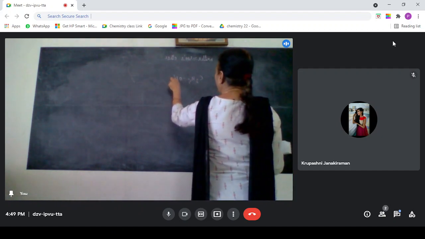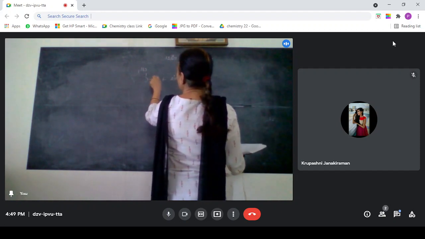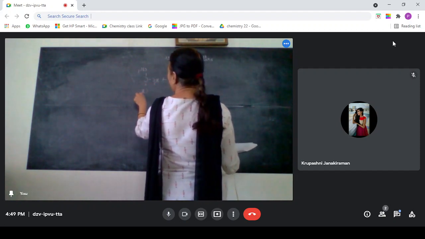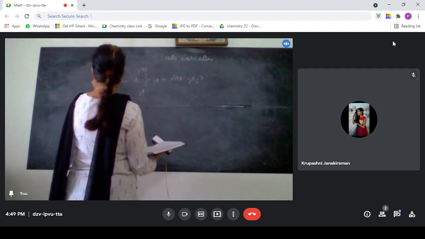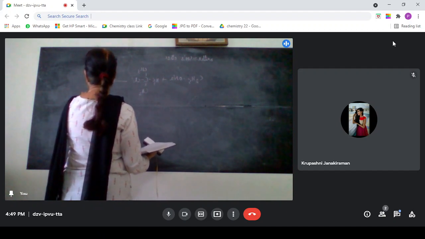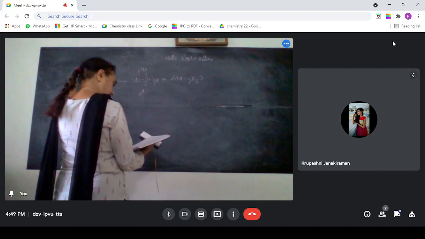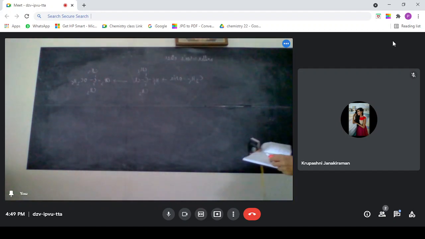C2H5ONa plus CH3Cl will give you, write down this, they have given this, CH3, CH3, CH3, OC2H5. They have given this example question.